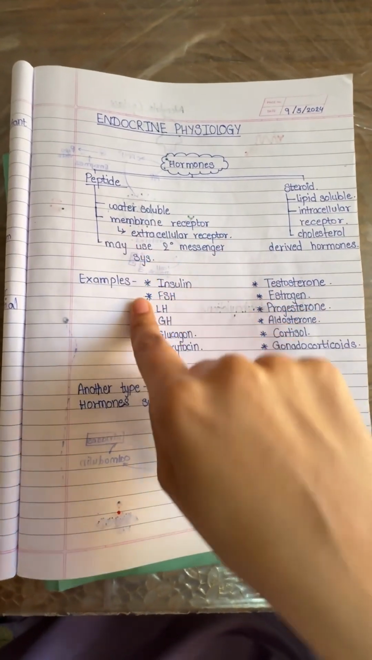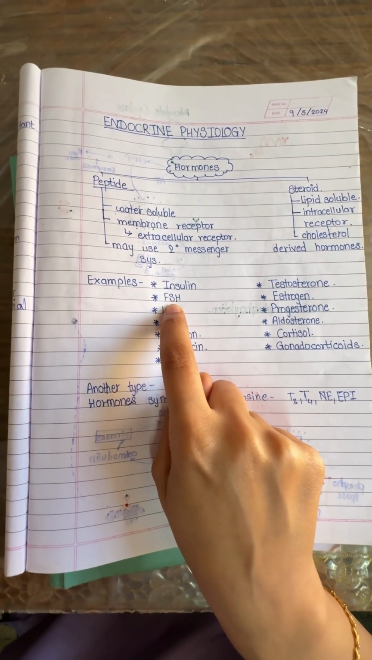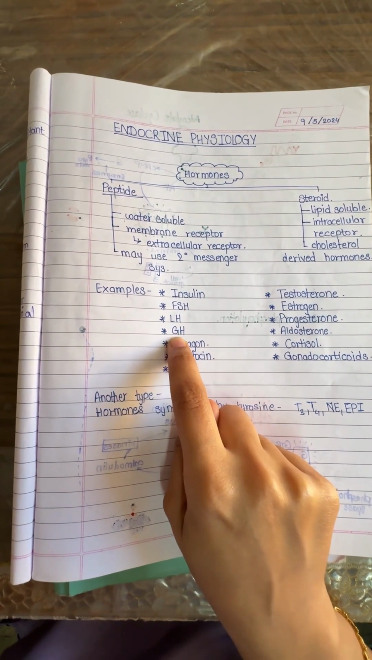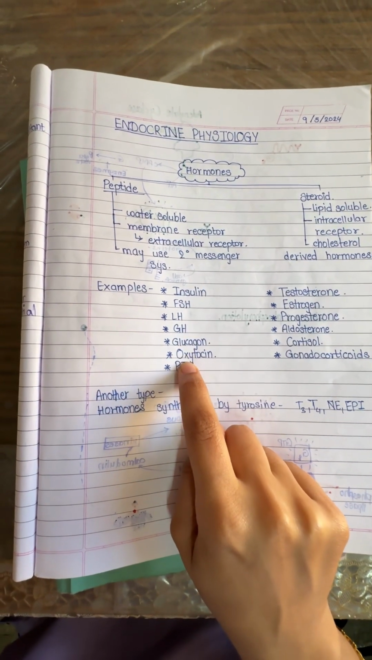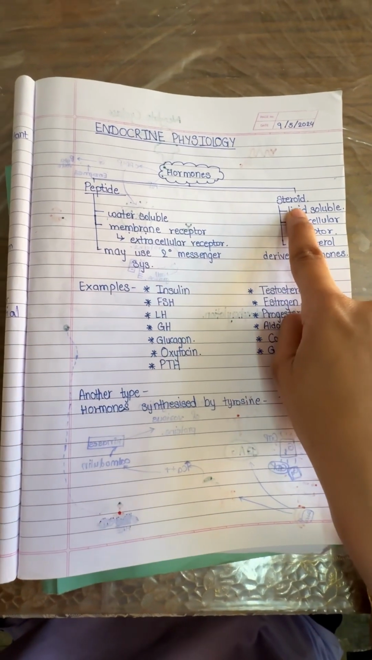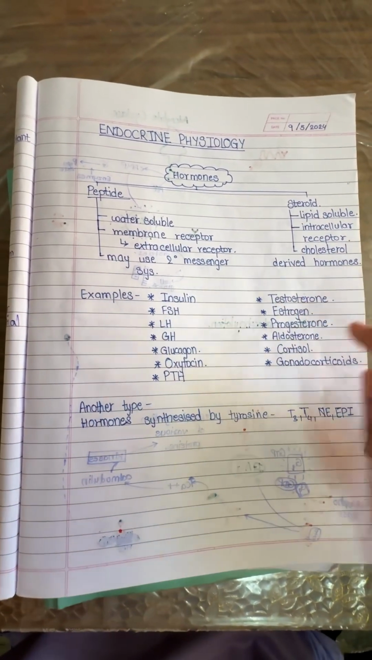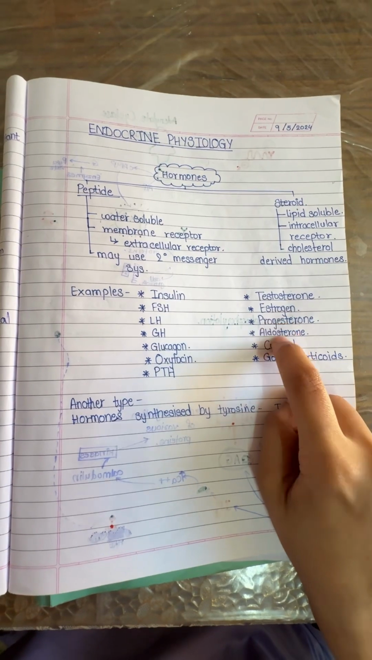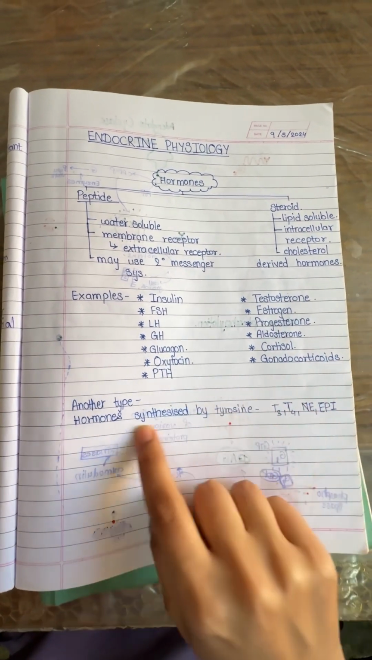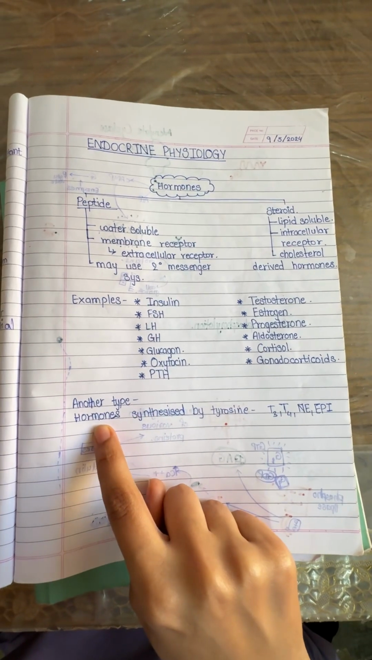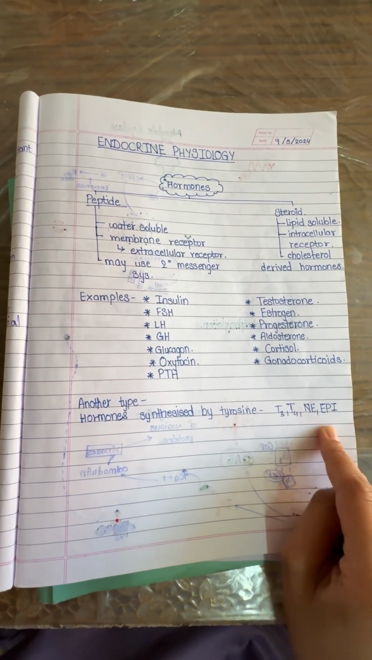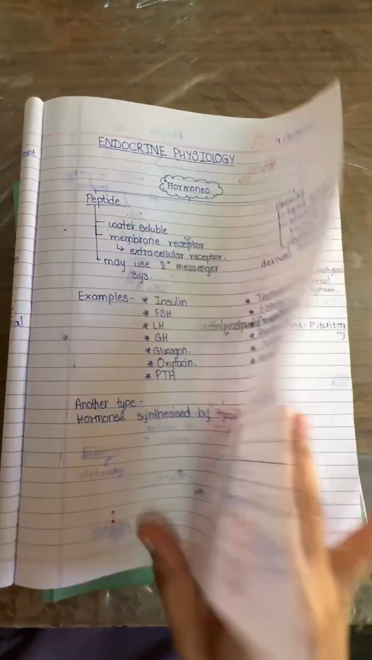Examples of peptide hormones are insulin, FSH (follicle stimulating hormone), luteinizing hormone, growth hormone, glucagon, oxytocin, and parathyroid hormone. For steroid hormones, you have testosterone, estrogen, progesterone, aldosterone, cortisol, and gonadocorticoids. Another type of hormones you could have are hormones synthesized from tyrosine: T3, T4, norepinephrine, and epinephrine are examples.